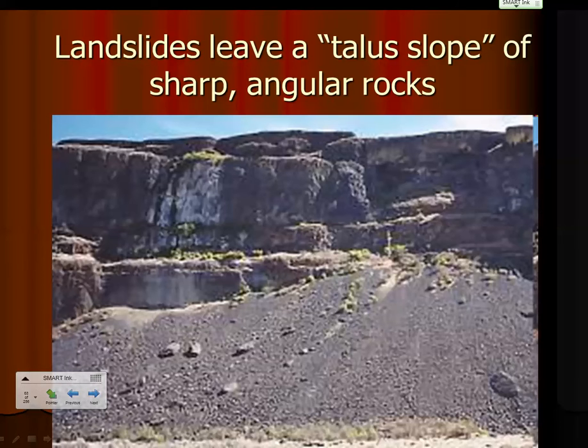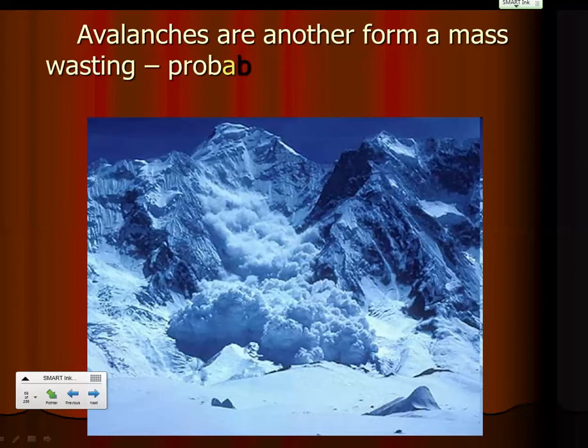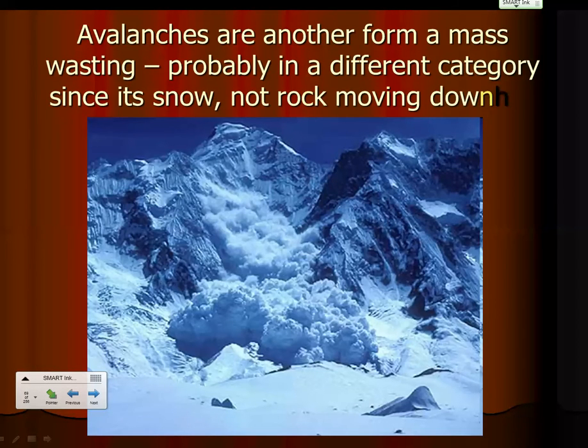Landslides leave a talus slope, which is this angled slope of broken bits of rocks, usually real sharp and angular on the edge. Now, avalanches aren't really a form of mass wasting in a way because it's not sediment and rock that's moving downhill, it's snow, but it's still pretty cool to look at, and it's a lot of stuff moving downhill really fast.